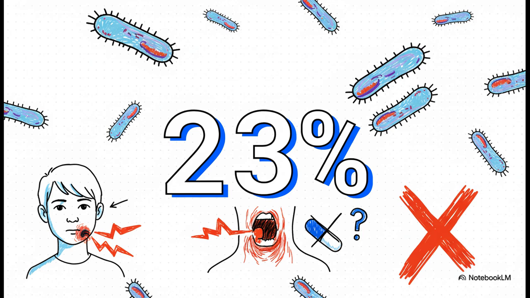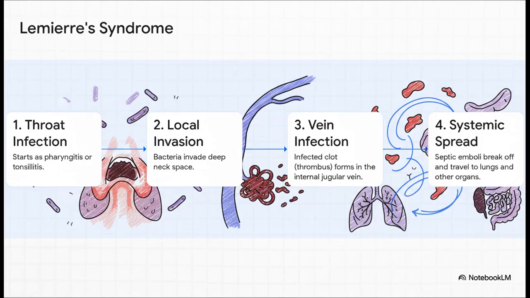This number is, well, it's staggering. 23%. Fusobacterium necrophorum is the most common bacteria we pull out of peritonsillar abscesses. It's not just a bit player in deep neck infections, it's the leading actor. And that can lead to its most feared complication, Lemierre syndrome. It's a terrifyingly predictable cascade. Step 1. It starts as a basic throat infection. Step 2. The bacteria break out, invading the deep tissues of the neck until they hit the internal jugular vein.